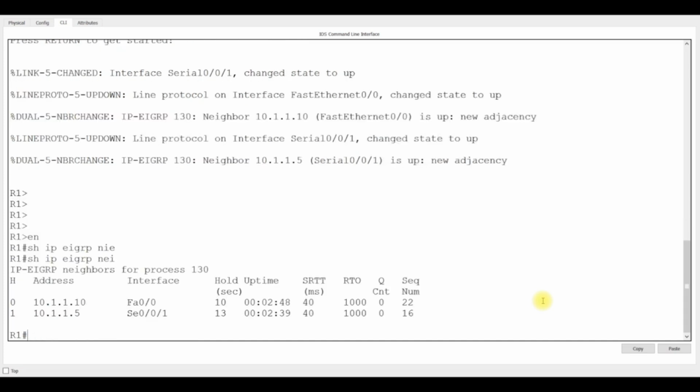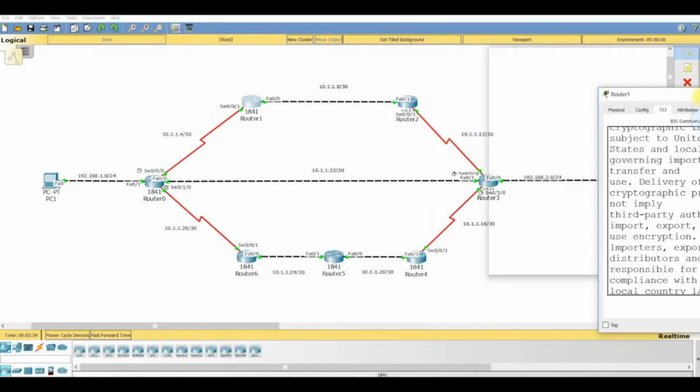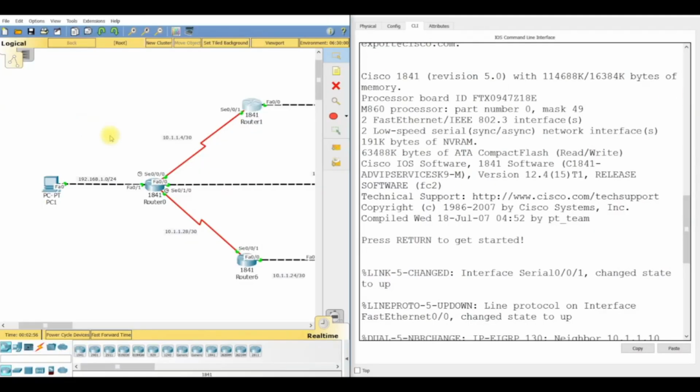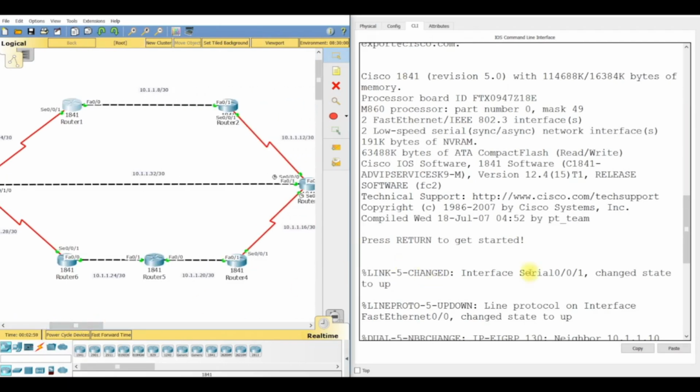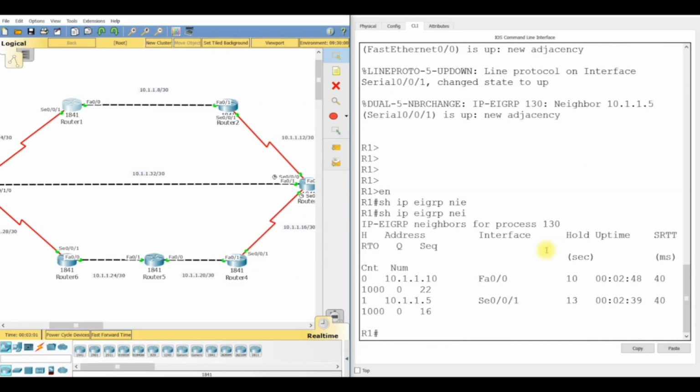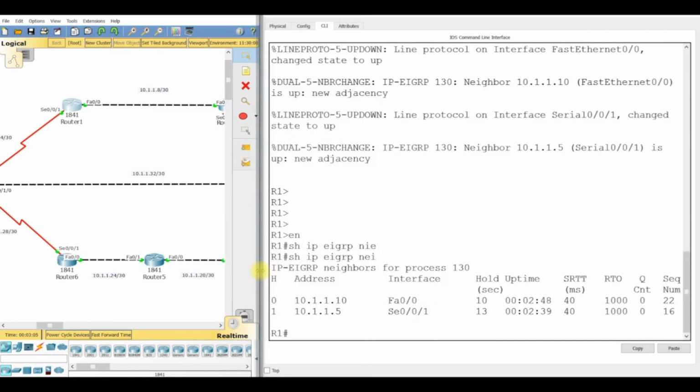So you can see right there, it's giving you who your neighbors are. Let's do a little side-by-side comparison here. It says here that 10.1.1.10, which is this interface right here, is our neighbor. And that is our neighbor's interface right there, the F0/0.